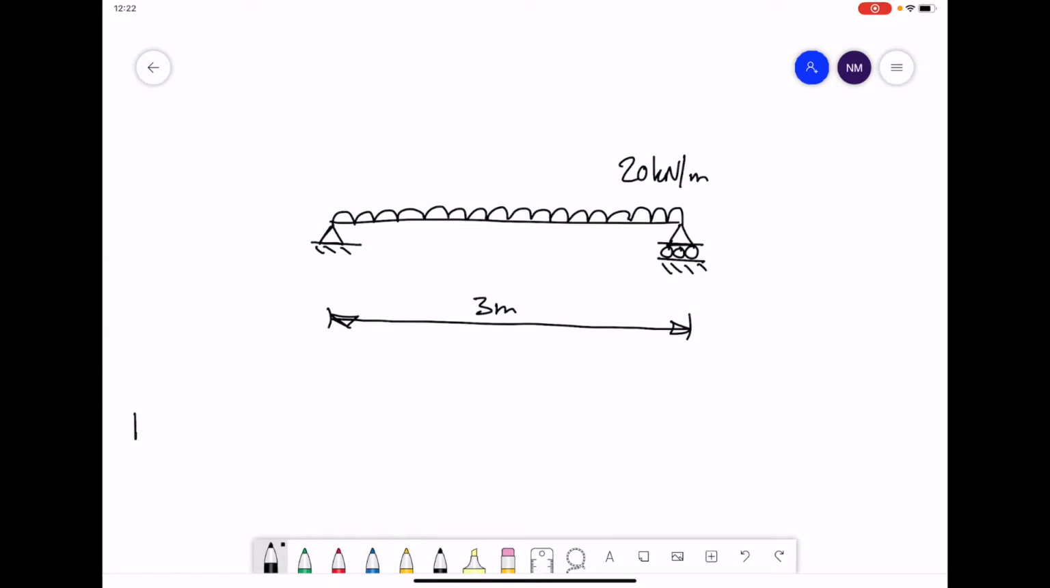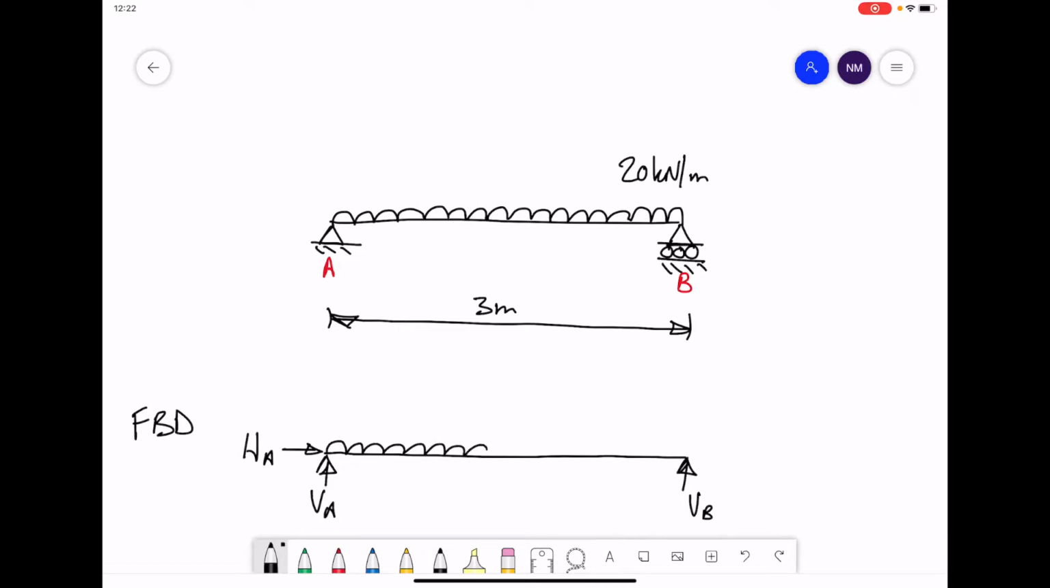First move will be to draw a free body diagram of our beam, replacing the fixed support with 2 forces, the roller support with 1 force. Labelling, label the left hand side A and the right hand side B. So for the forces I can put in VA and HA and VB. Draw in the UDL and label it. In this case it's 20 kilonewtons per meter.